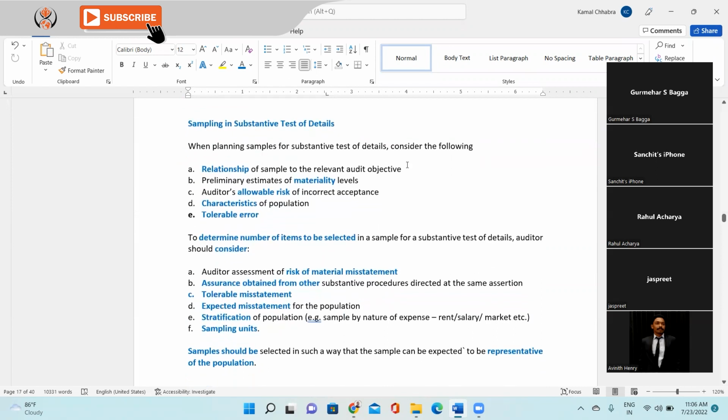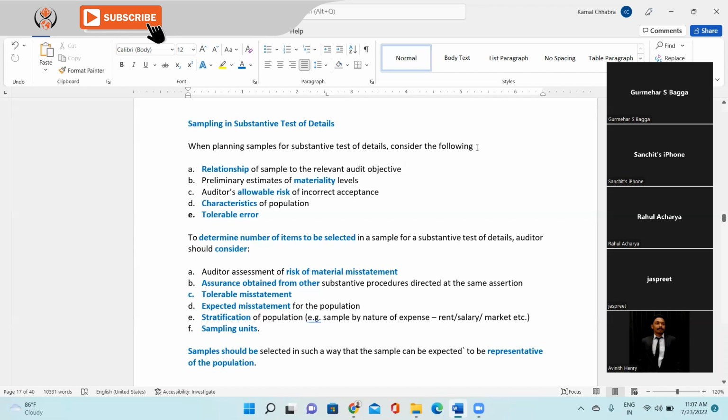So far, we have discussed all things around test of control. Now we are discussing things about test of detail. What is the objective of test of detail? Testing the number values, yeah, which is coming in the financial statement, right? Testing the value.